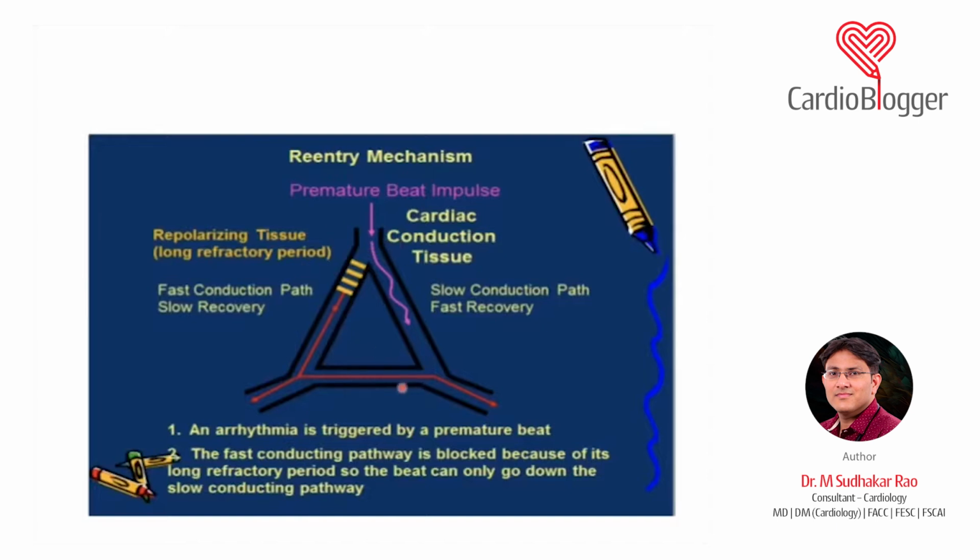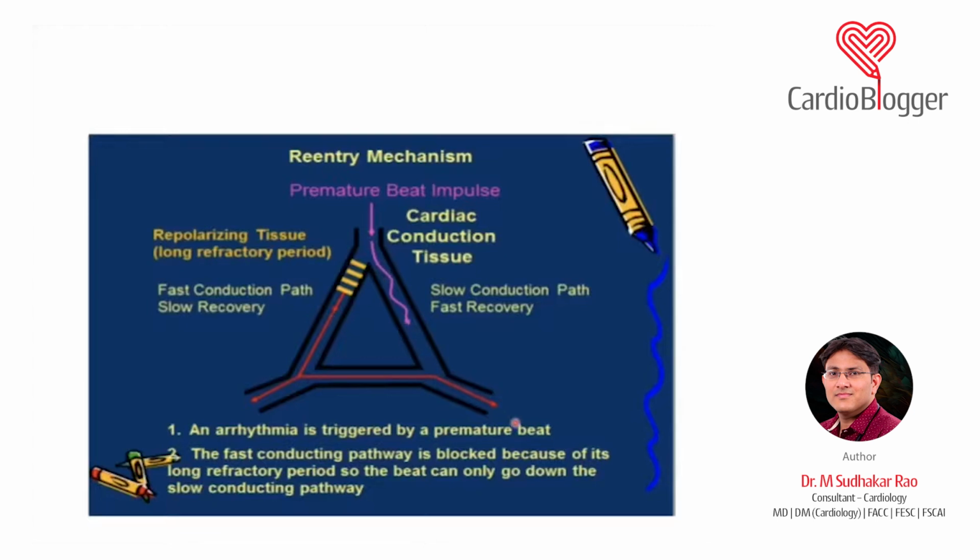I think you understood, but I'll tell it again. In the normal case, suppose one normal beat is there, it goes down through the fast pathway into the ventricular myocyte, and then it goes into the refractory period. What happens if there is no premature beat? Once this is over, by the time the next beat starts, this refractory period is over, so the conduction can start again from here. But in this case, because it's a premature beat, the fast pathway has not recovered from the refractory period. It goes via the slow pathway.